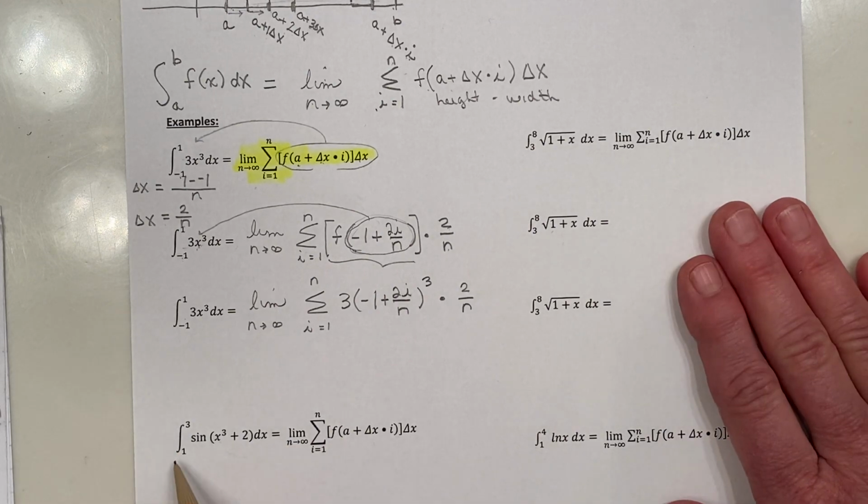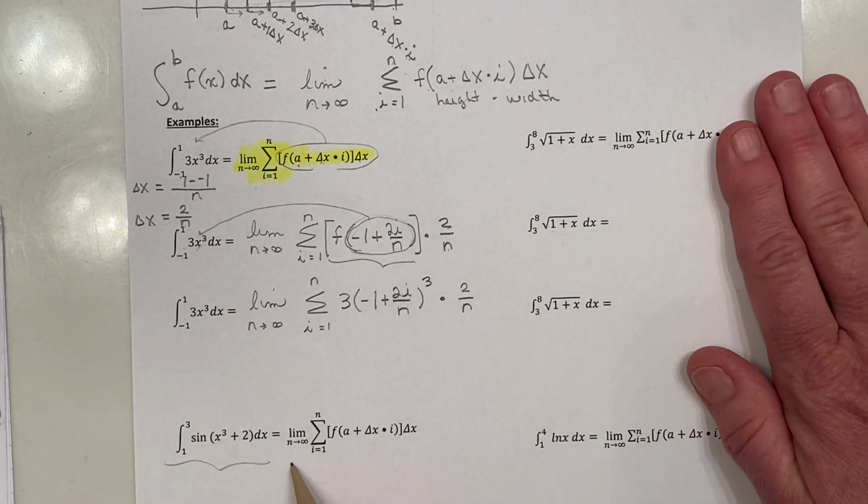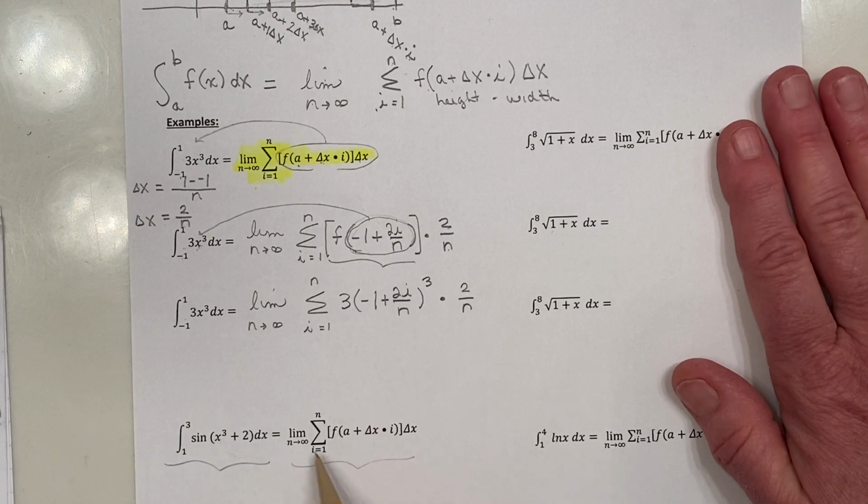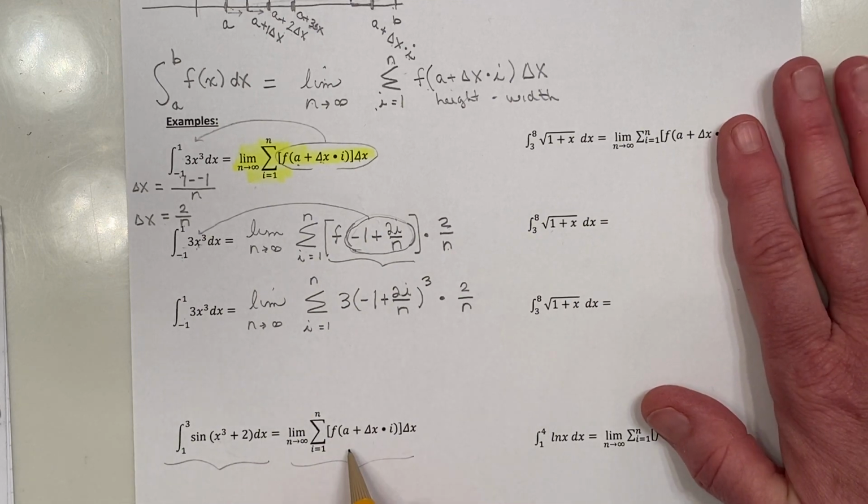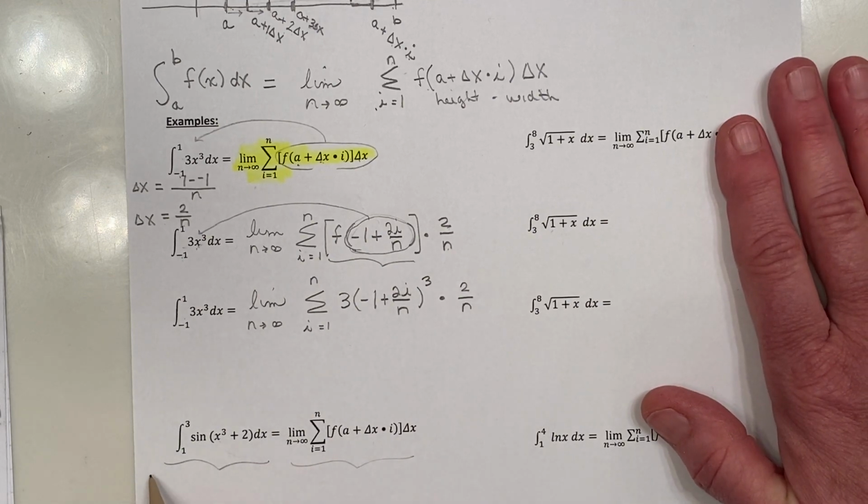All right, how do we take this definite integral and express it as a limit of a Riemann sum? Well, let's get started with this formula here. Okay, well, we first might want to come over here and figure out what delta x is, which is b minus a over n, so 3 minus 1 over n. Okay, and again here we're going to have 2 over n.